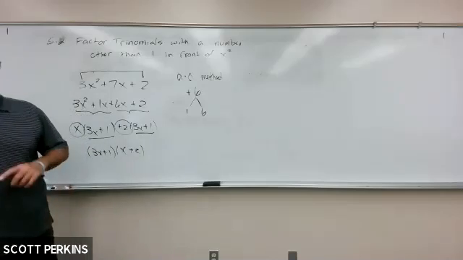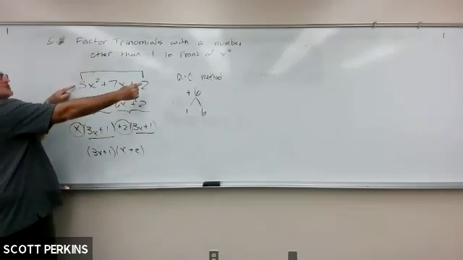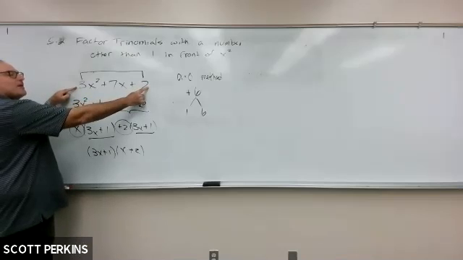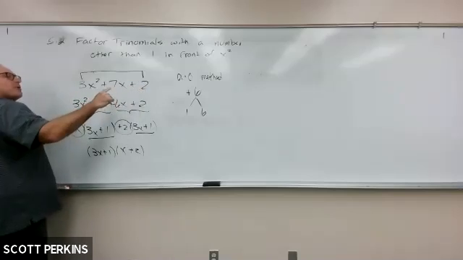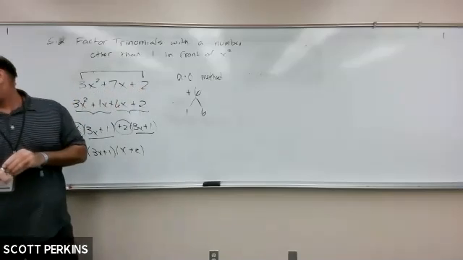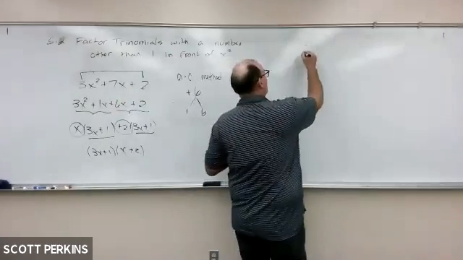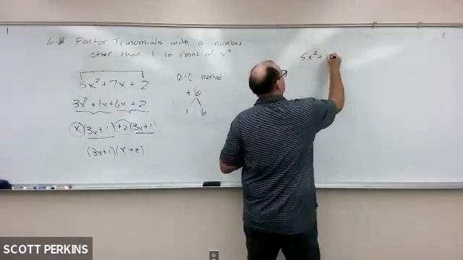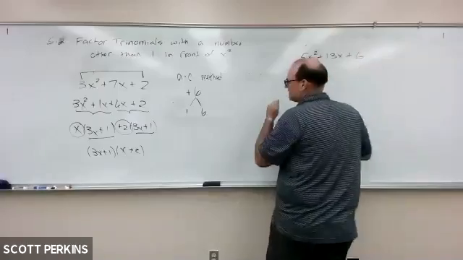Very similar problem. You multiply the first and the last, you get that number, and then you ask what two factors of that number add up to the middle. That's the key. So here's yours: 5x squared plus 13x plus 6.